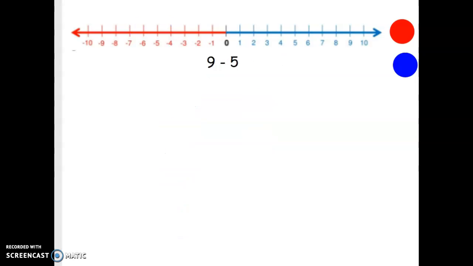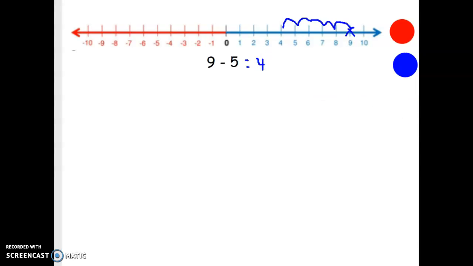Now 9 minus 5. In this case, I'm going to start at a positive 9, and I'm going to subtract 5. When you subtract 5, you'd be moving to the left, and you'll end up at positive 4.